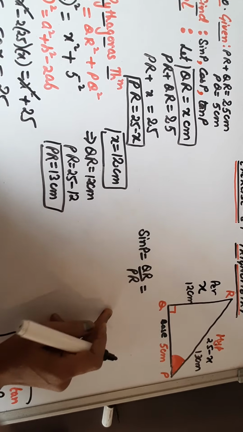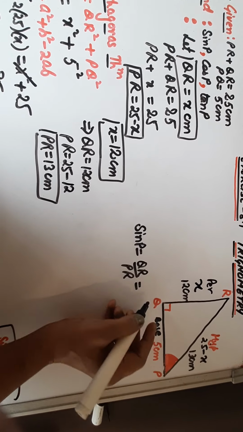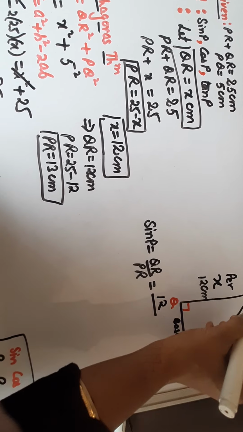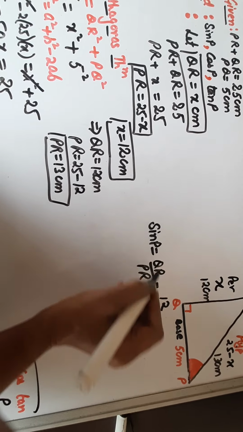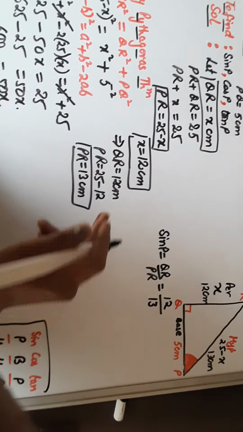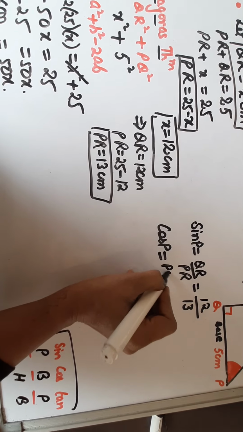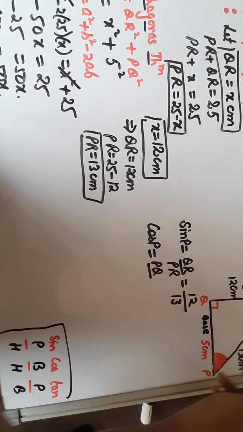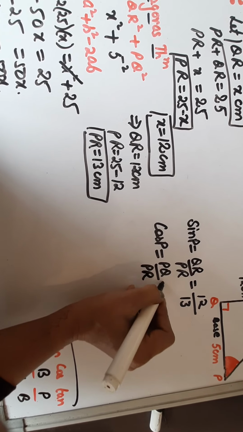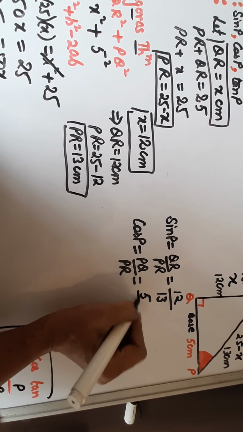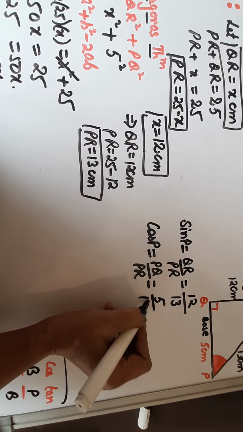So let us put the value. QR 12 centimeter and divided by PR as 13 centimeters. So this is our first answer. Now similarly cos P is equal to, cos is base by hypotenuse. So base is PQ upon PR is equal to, now PQ is 5 divided by PR is 13.